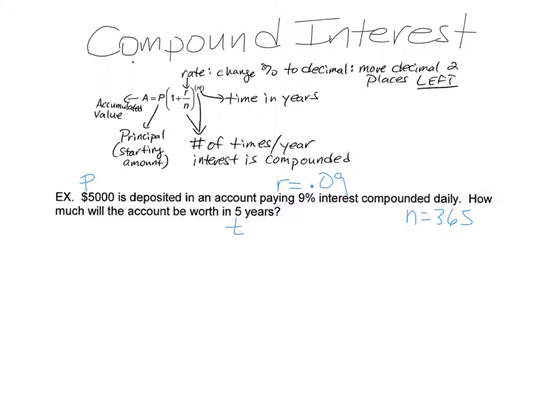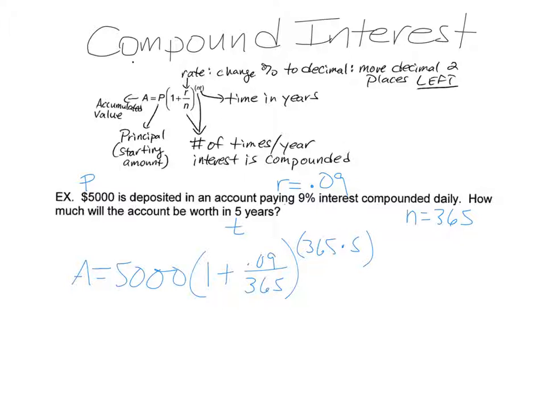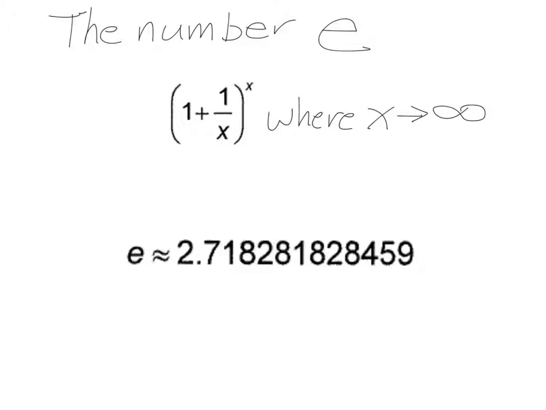So let's fill all that in. A equals 5,000 times 1 plus 0.09 over 365 to the power of 365 times 5. And then you would just put all that in your calculator at once, and so after 5 years now in our account we have $7,841.13.